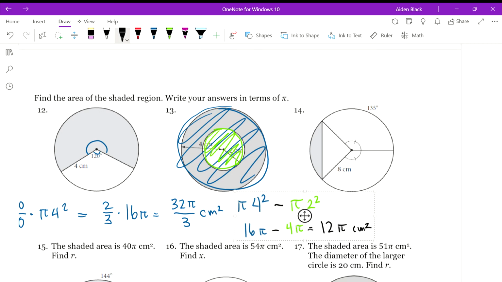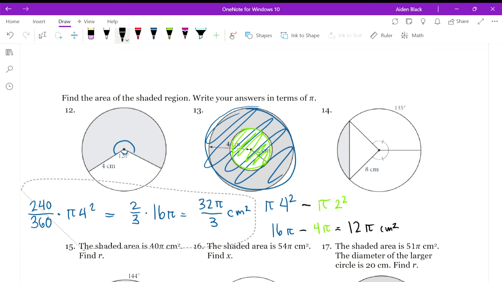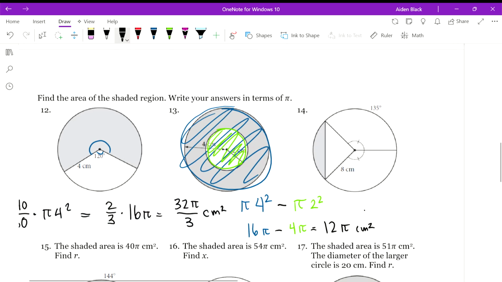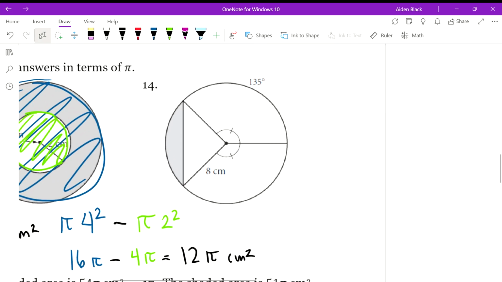Okay, our final question here is of a segment. The shaded area is a segment of the circle. So what we have to do is first find the sector, just like in question 12. And then once we found the area of the sector, we take the area of the triangle and subtract it out. And that will give us just the green area that's not blocked by the blue, right?